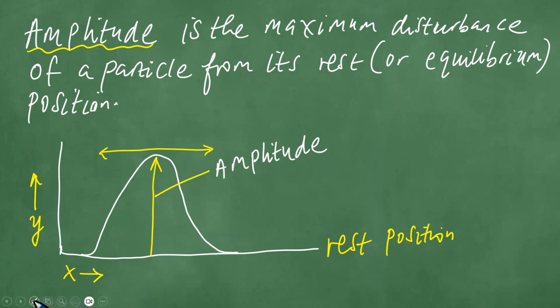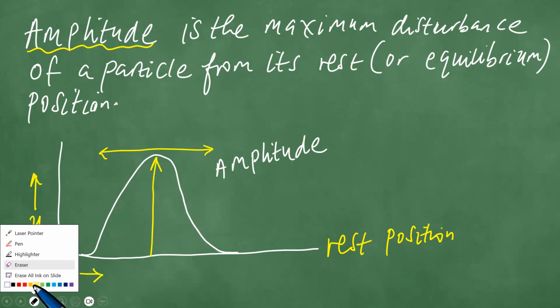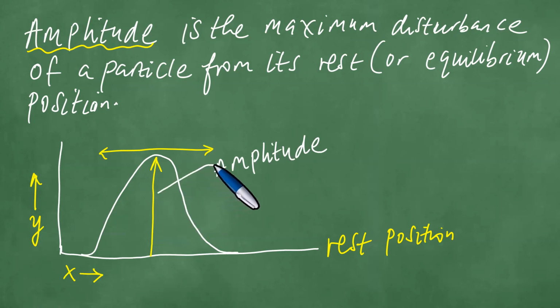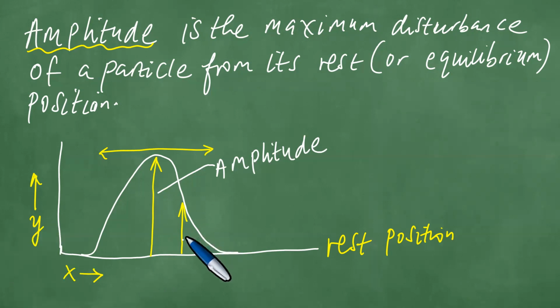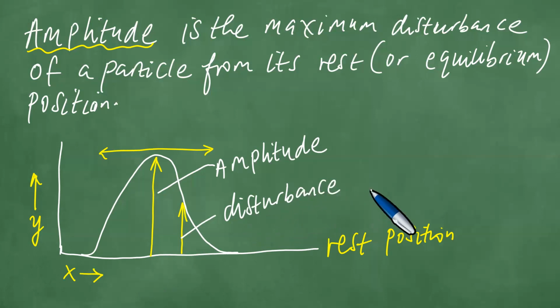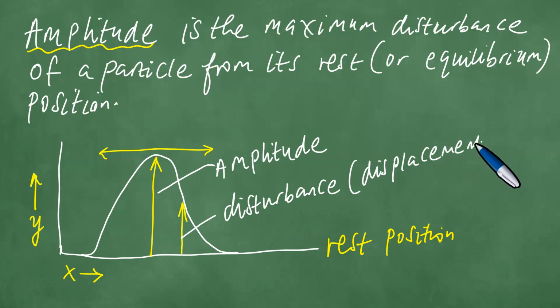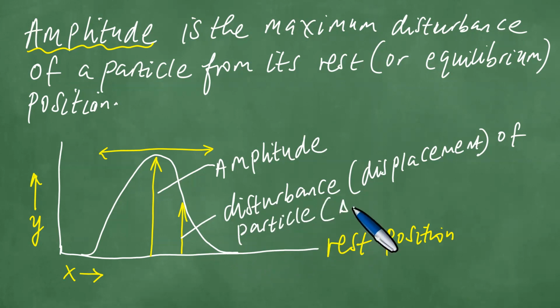And then, maybe I can even clean this up. So this is called the amplitude. And then now you have this one, so at this point, you need disturbance or displacement of particle, change in Y.